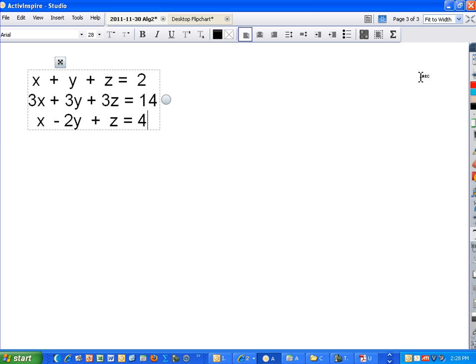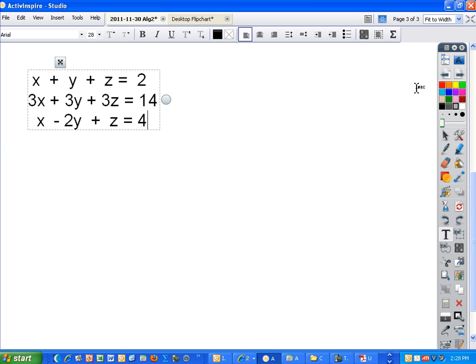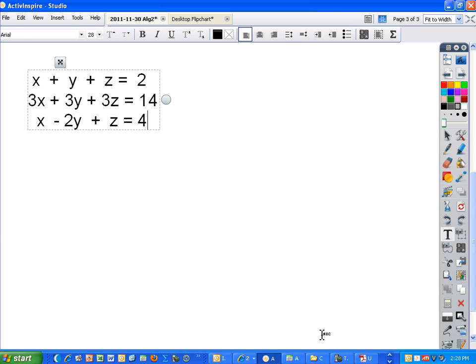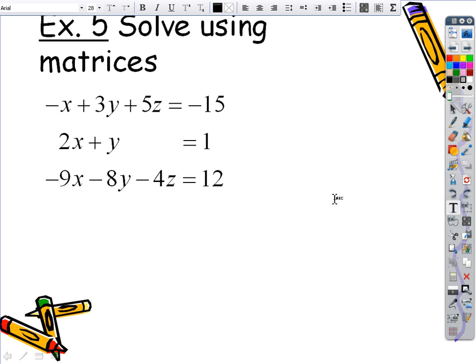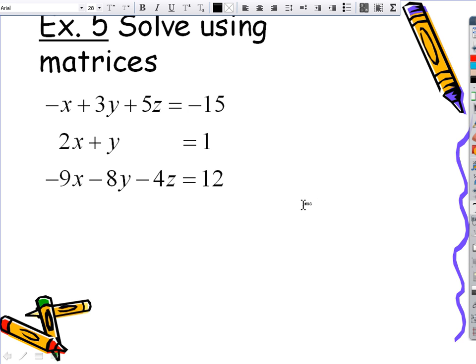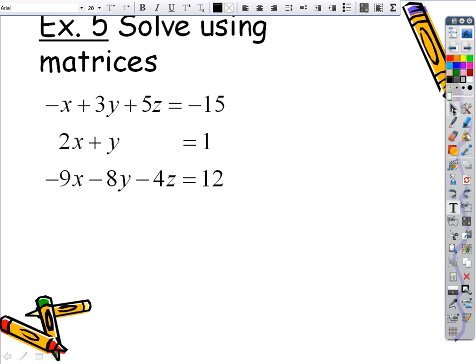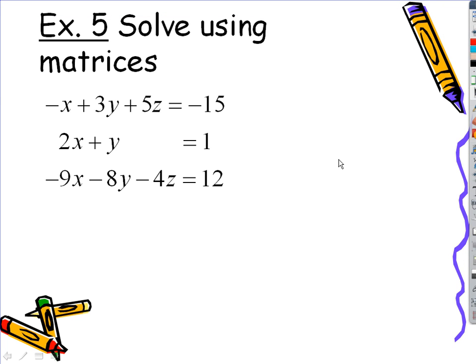Okay, did you get this for your answer? So the coefficient matrix would just be negative 1, 3, 5, 2, 1, 0, negative 9, negative 8, negative 4. That's A. What's B? Negative 15. Yeah, it's a 3 by 1: negative 15, 1, 12. A inverse times B gives us that.